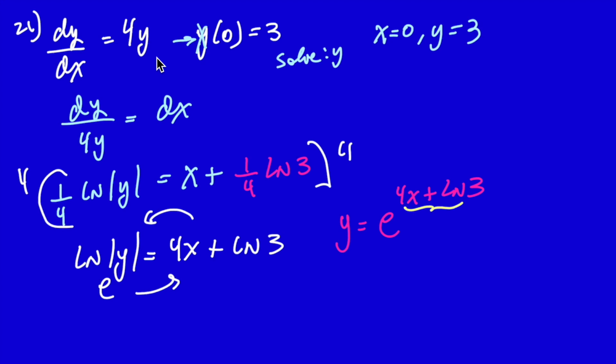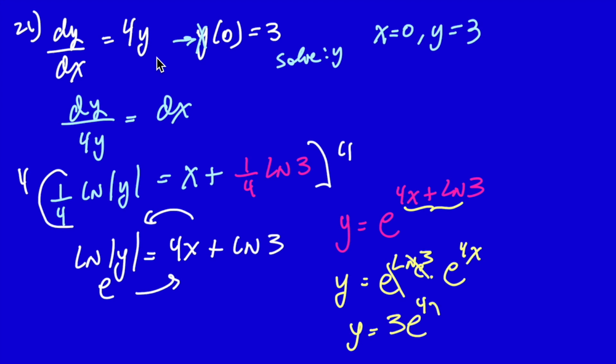This we can change to a multiplication problem, which is going to be e to the ln of 3 times e to the 4x. This is going to evaluate to 3, and our final answer is going to be y equals 3e to the 4x.